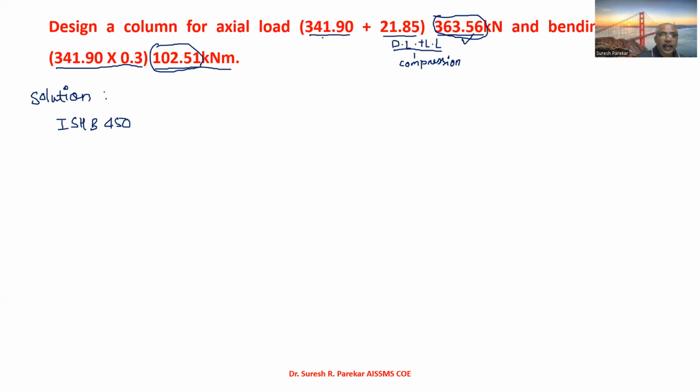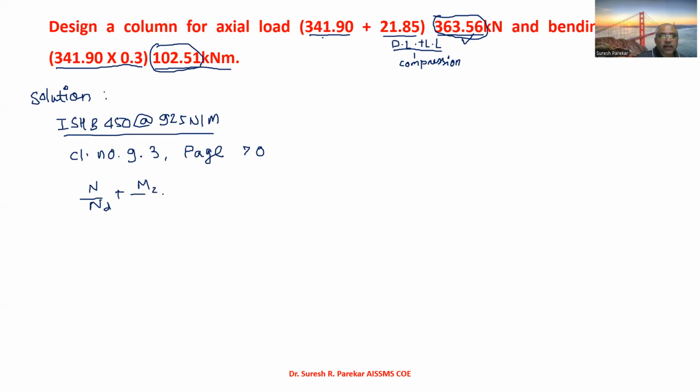And that is at 925 Newton per meter. So I will consider this section. Now if we go to clause number 9.3, page number 70, then we have N by Nd plus Mz by Mdz plus My by Mdy. This value should be less than or equal to 1.